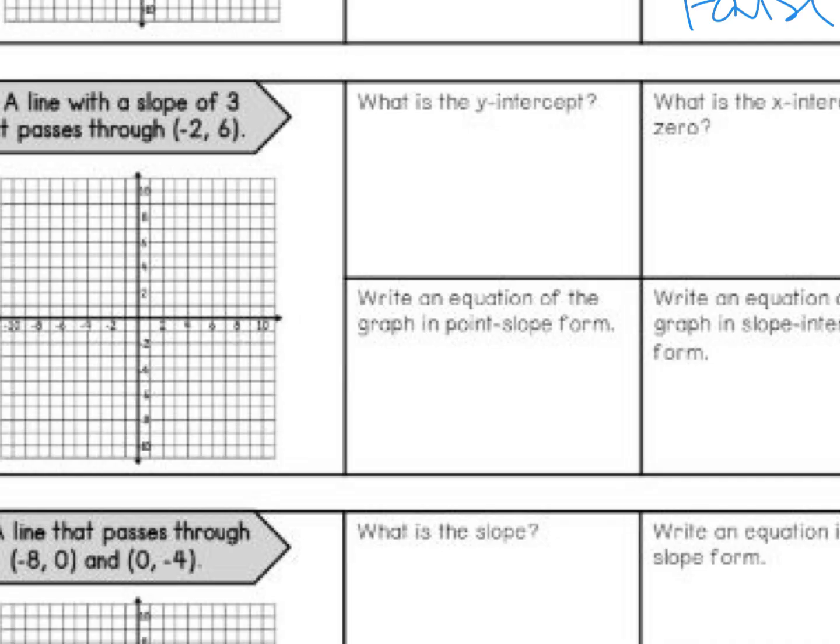Where are we going to start here? We have a slope and we have a point. And it's asking us the y-intercept, the x-intercept, or the 0. Write the equation in point-slope form and then write it in slope-intercept form. So where do you think we should start if we are given a slope and a point? Point-slope. Very nice. So what do you want to write?